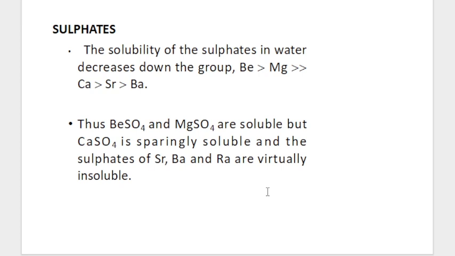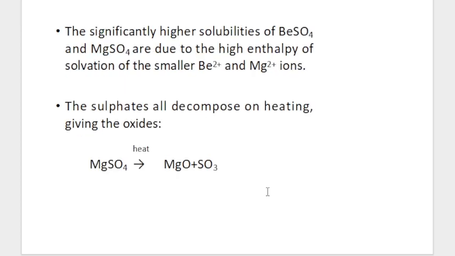The sulfate salts. The solubility of sulfates in water decreases down the group. That is to say, beryllium sulfate is more soluble than magnesium sulfate, which is more soluble than calcium sulfate, and calcium sulfate is more soluble than strontium sulfate, and strontium sulfate is more soluble than barium sulfate. So the implication is that beryllium sulfate and magnesium sulfate are soluble. However, calcium sulfate is sparingly soluble, and the rest of them are virtually insoluble.